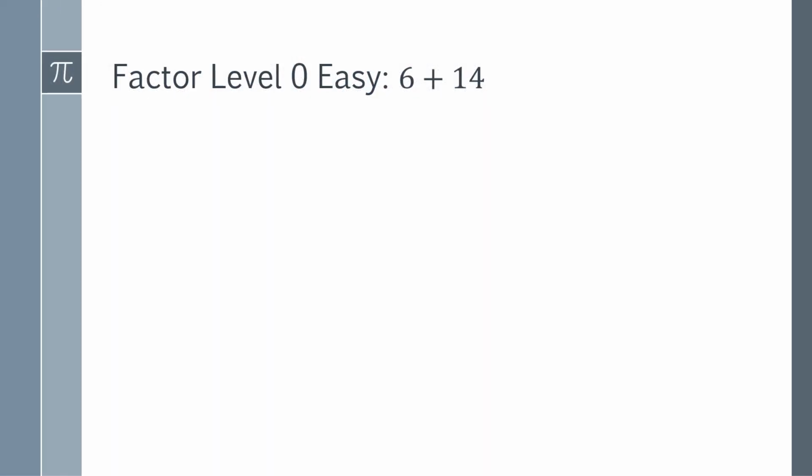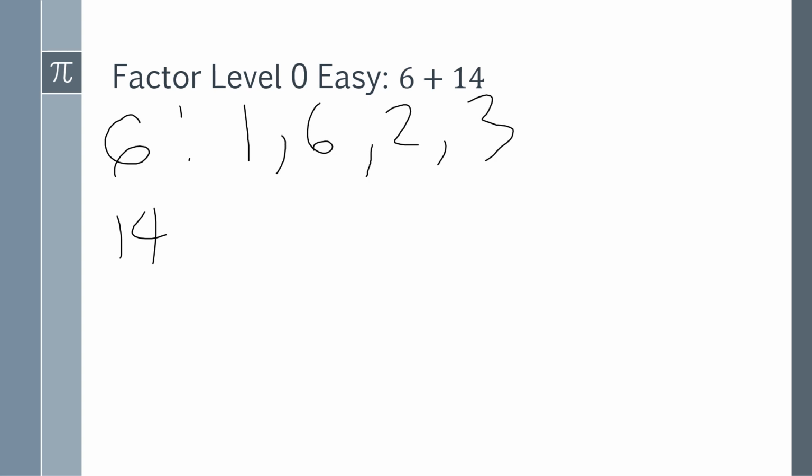All right, let's factor this. And we did this in class. So I'm not asking you to find the sum. No. You have 6 plus 14. I'm asking you what is the greatest common factor of 6 and 14. So in case you forgot how to do that, let's just go through it. We know that 1 and 6 are factors, and we also know that 2 and 3 are factors. For 14, it's going to be 1 and 14, and 2 and 7.